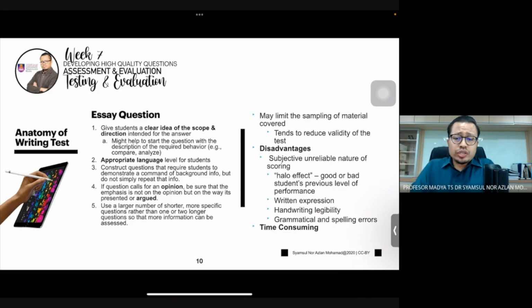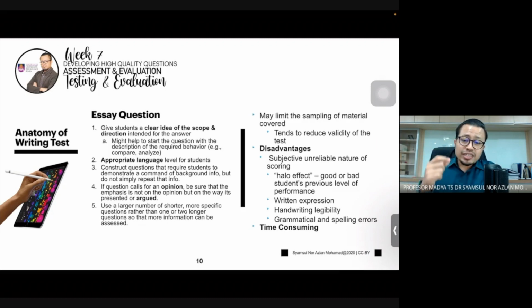How about the essay questions? I think that the essay question is something very familiar to us, because normally students are given a clear idea on the scope and directions, and the student needs to answer the questions. And normally we are testing how the students can use appropriate language, how the student can provide their opinions and arguments, and also I think the most important part here, this really tests the student's intellectual demand.